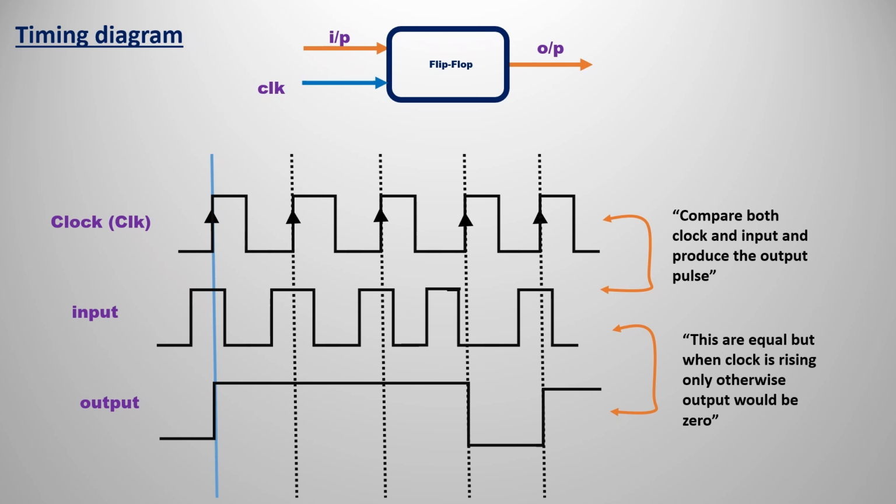In the fourth rising edge, the input is low, so again we are going to have the low pulse in the output. So we are going to compare the clock and input and we are going to produce the output. I hope you understood this.